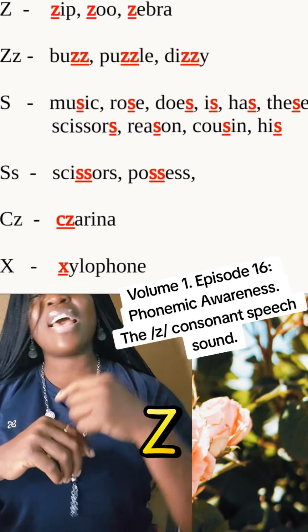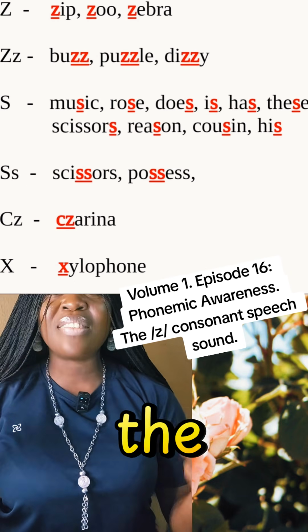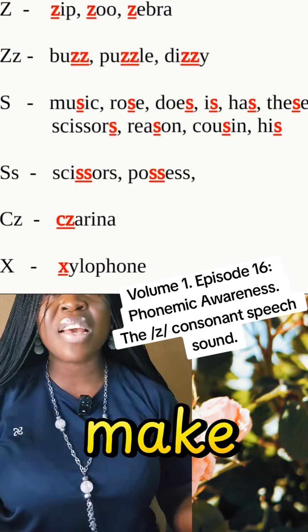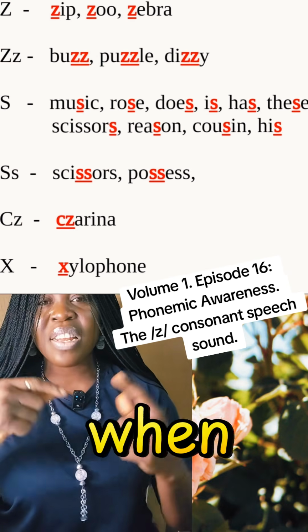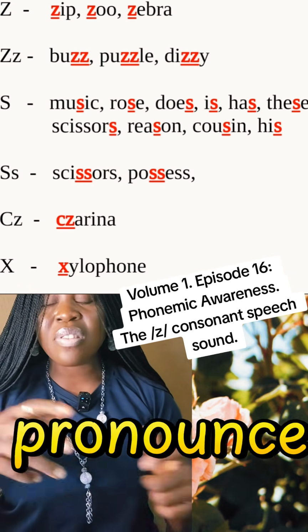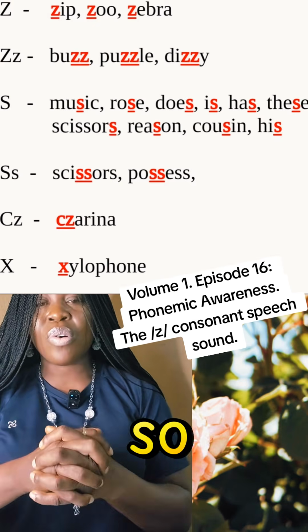How about letter ZZ? The fact that the letter is repeated doesn't make it any different. It also has a Z sound. So when you see letter ZZ, you should also pronounce Z. We have examples in words like buzz, puzzle, dizzy, and so on.